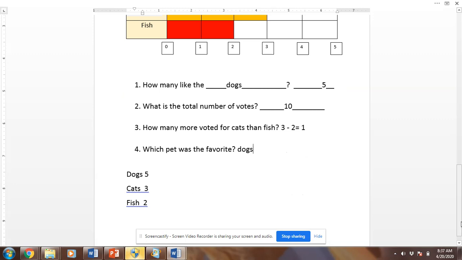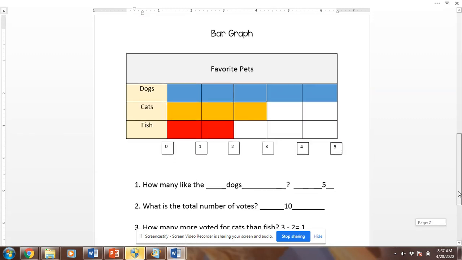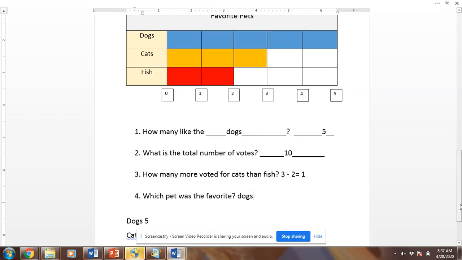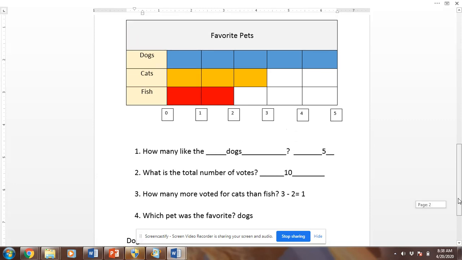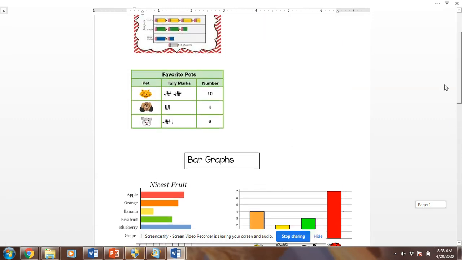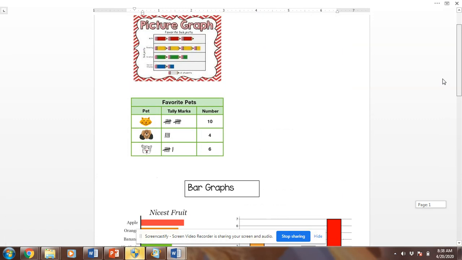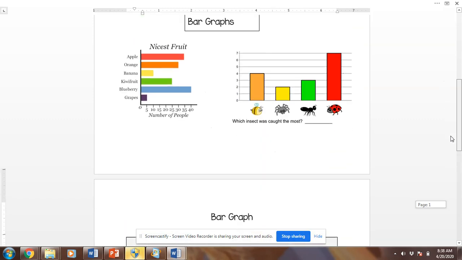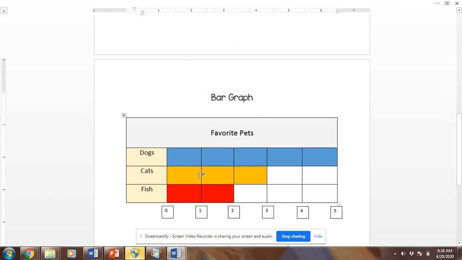All righty, boys and girls. So here's your bar graph. Your bar graph is on favorite pets. Your categories are dogs, cats, and fish. And we just filled out all of our categories with the data that Mrs. Garvey collected, and we answered all of our questions. So this is a bar graph, right? And we can see that the difference between our picture graph and our tally chart is that the shapes are different. This is shaped like a bar. These are all bars.